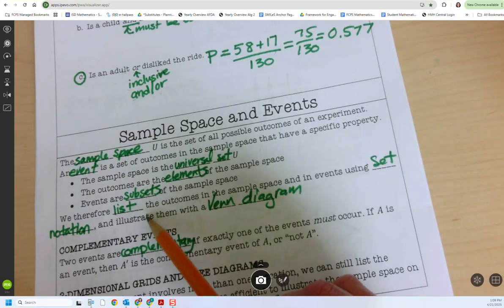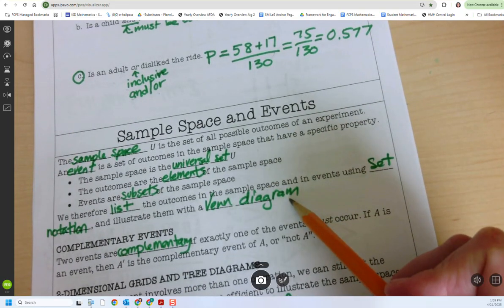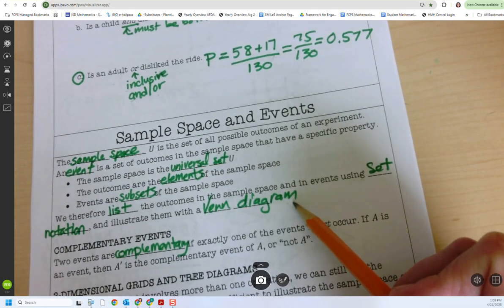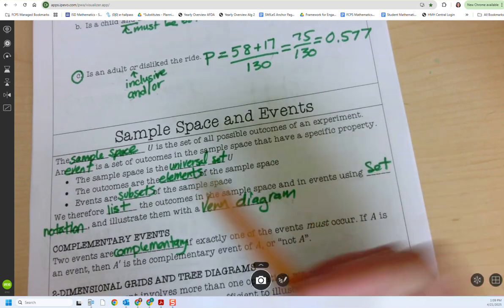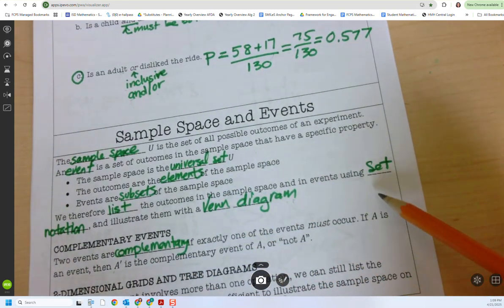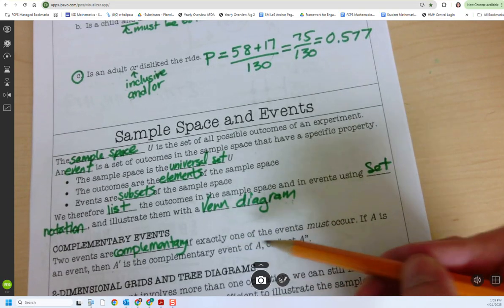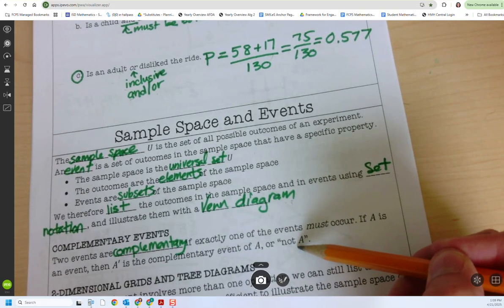So we can list the outcomes in the sample space using set notation and then illustrate them in a Venn diagram. And we'll see an example of that really soon. Two events are complementary if exactly one of the events must occur. So often this would be the event A and the event not A.